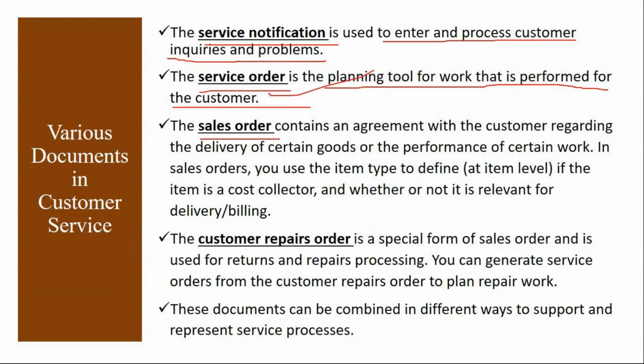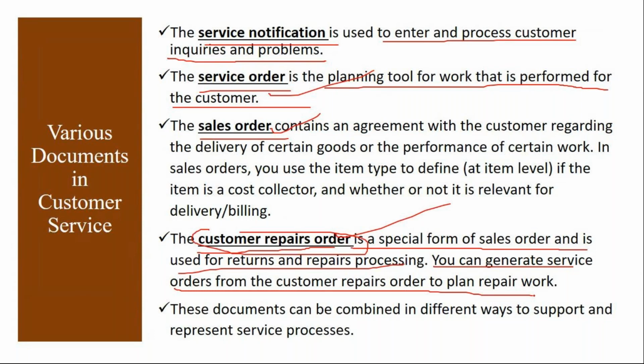Whereas the sales order is like an agreement, a contract. For planned service, you use a contract. A contract is nothing but one type of sales order, and then there is the customer repair order. This is a special form of sales order used for returns and repairs processing. That is what I explained. To do the return delivery, to return the product equipment back to our site, and again once it is repaired, to deliver it back to the customer, you need a customer repair order. From this repair order you can also generate service orders to plan the repair. That is also possible. I will show you this in the system.